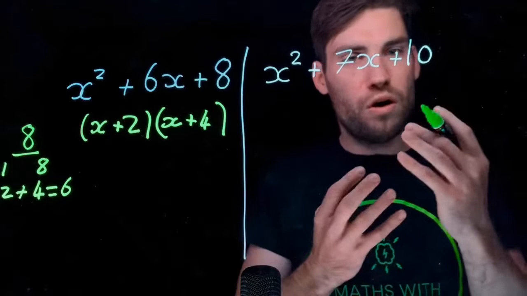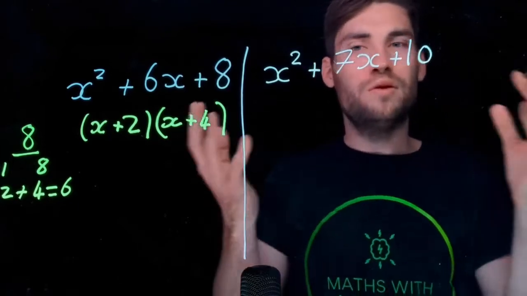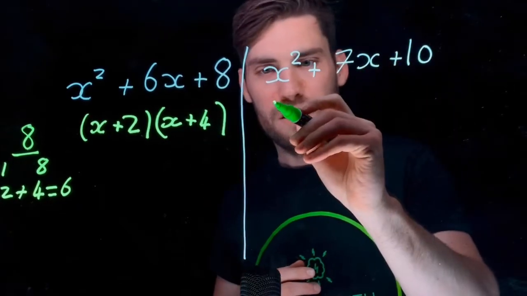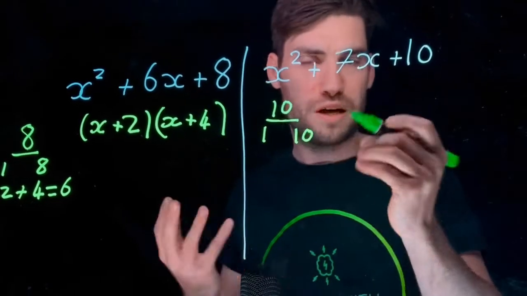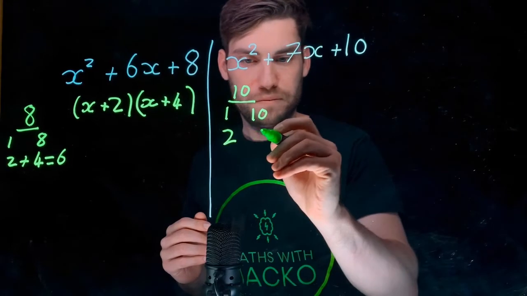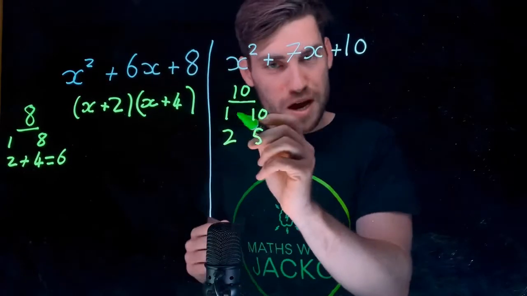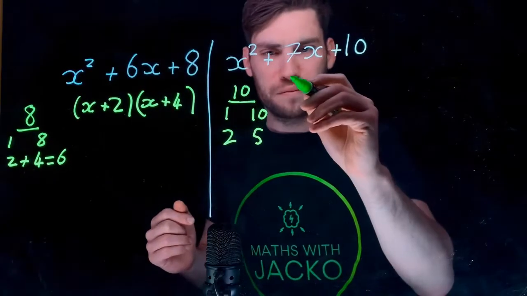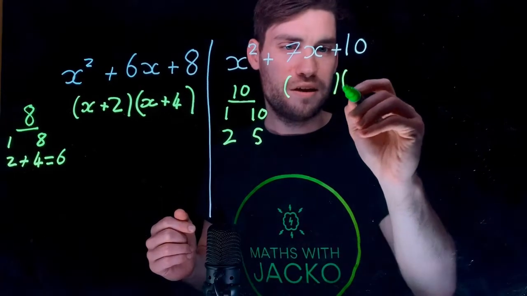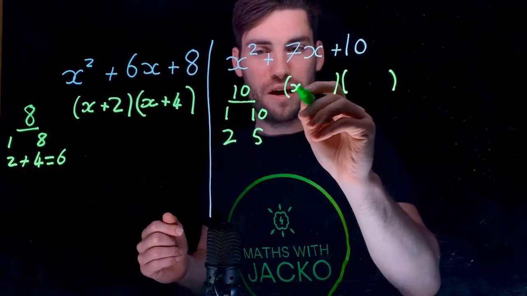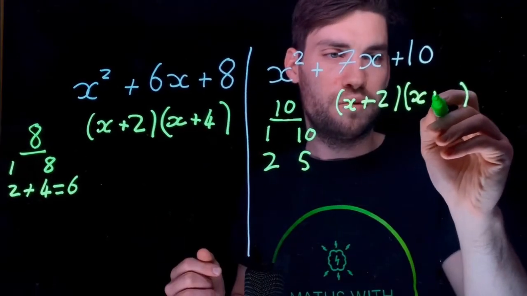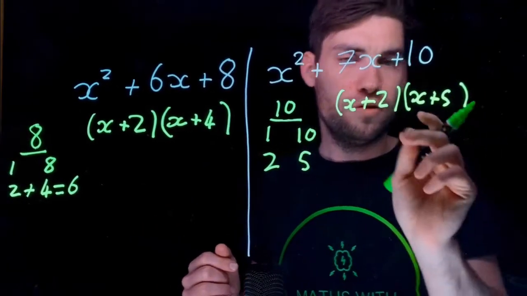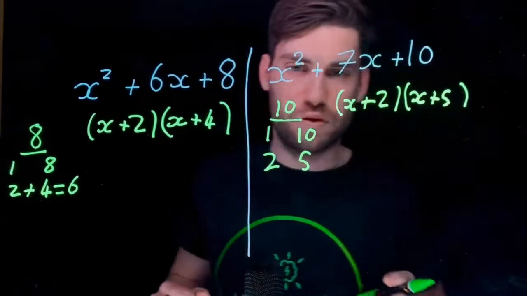So you've got to think now, what two numbers multiply to make 10? When you add them, you get 7. So same again, listing factors. We have 10. So you've got 1 and 10, because 1 times 10 is 10, and 2 and 5. And which of those pairs add to make 7? That's 2 and 5. So we can write this here like this. Same again, x plus 2 and then x plus 5. Similar to the other one, you can write x plus 5 first and x plus 2 there.